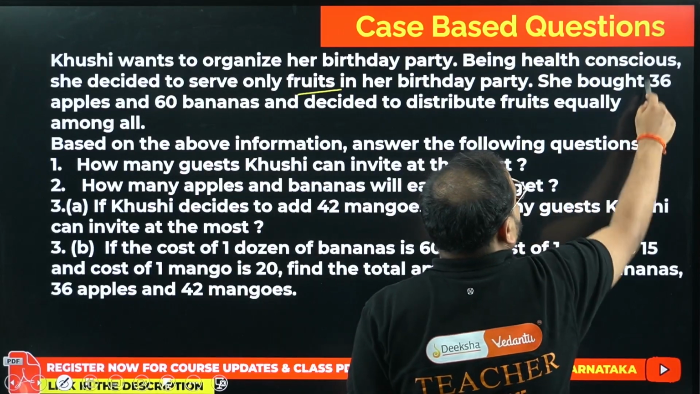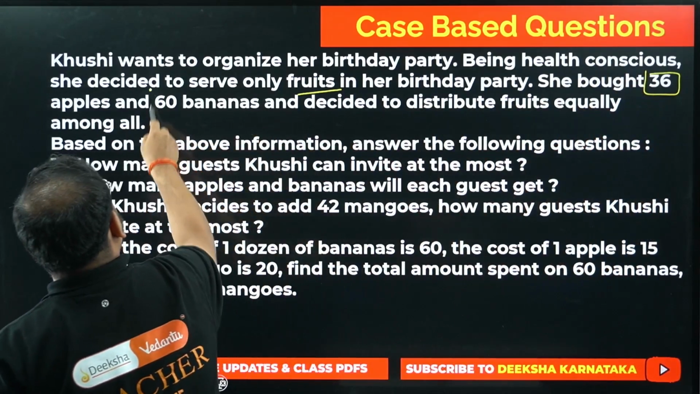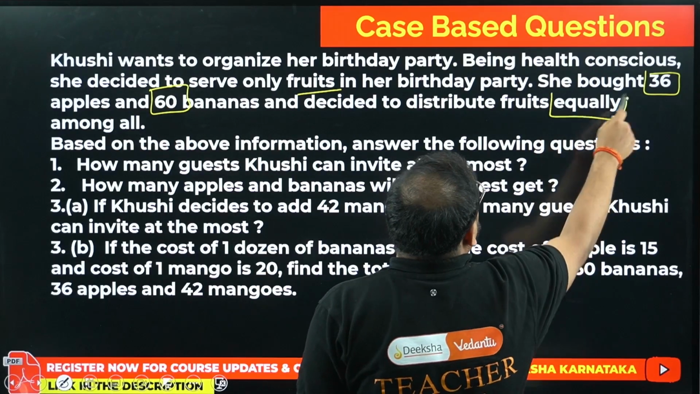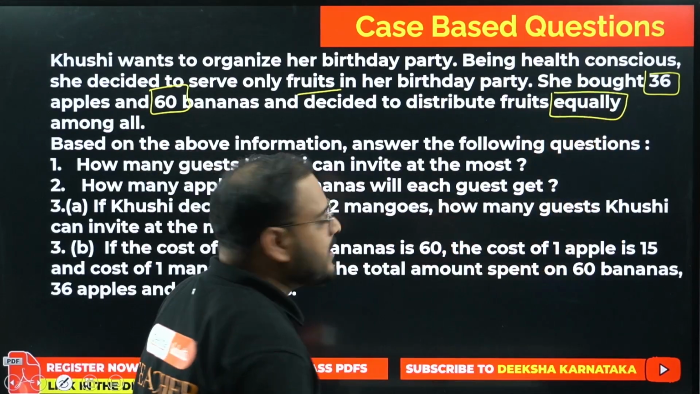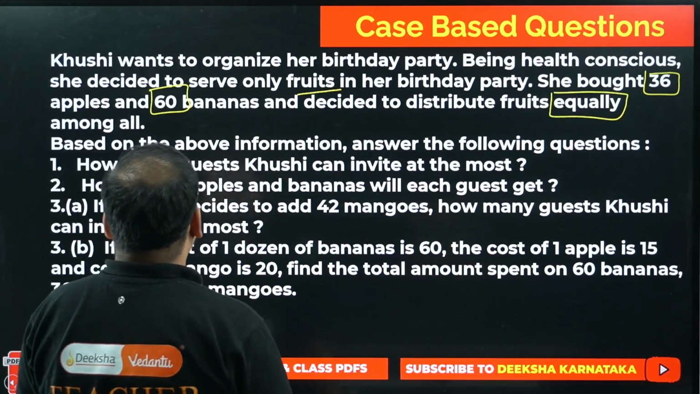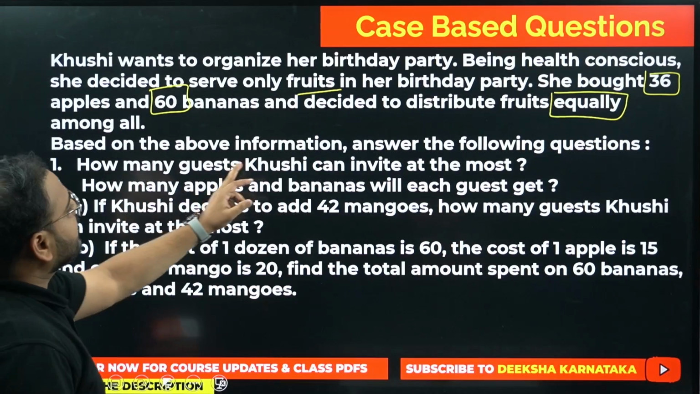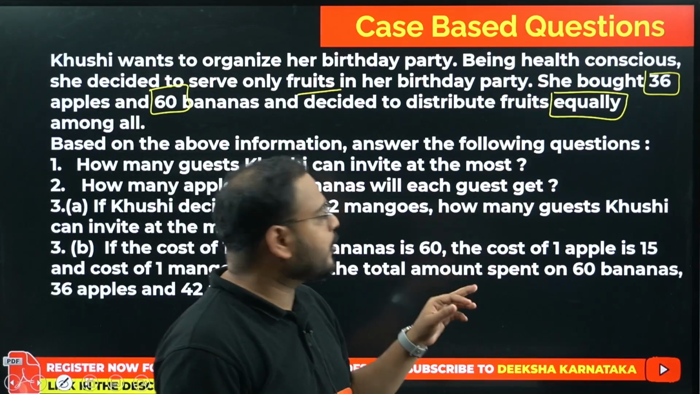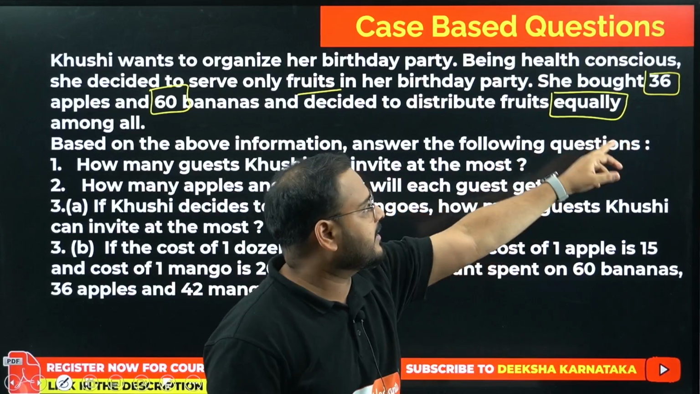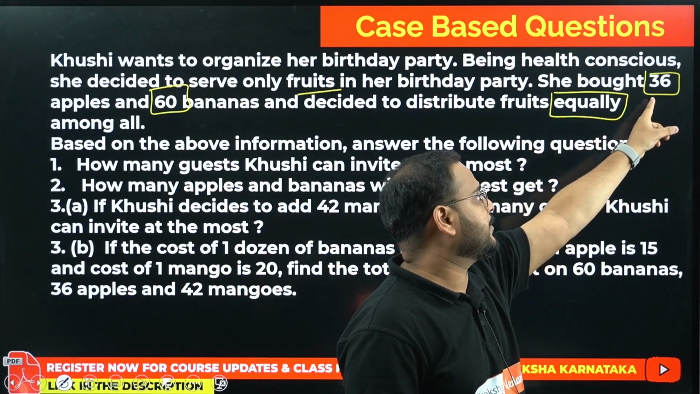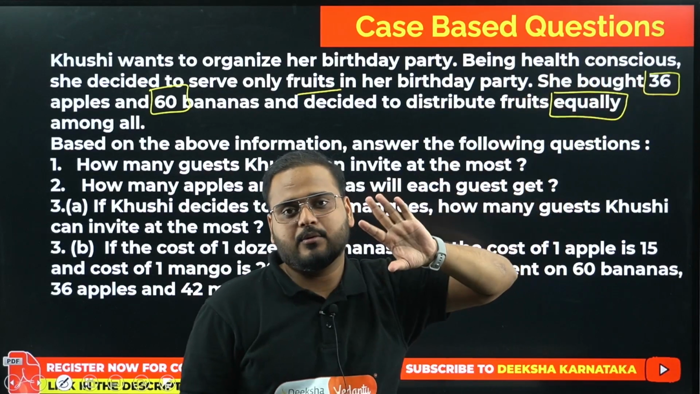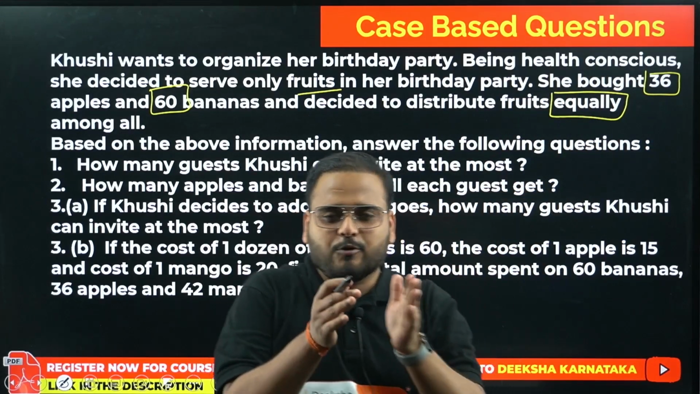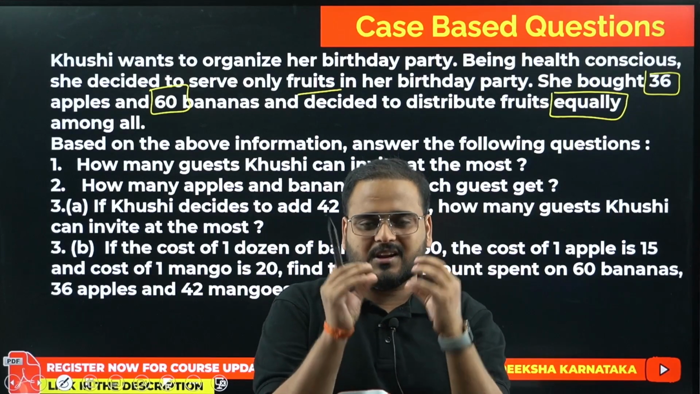Those are the numbers that we need. 36 apples, 60 bananas. She decided to distribute fruits equally, which means equal distribution has to be there. Okay, HCF has to be applied. First one, how many guests can Khushi invite at the most? It means distribution is equal, so one person can get whatever the number. Let's say I am dividing it with two pieces per person, then how many people can get 18. Whatever number I'm dividing it with, equal distribution has to be there. So I have to figure out that particular number of persons.